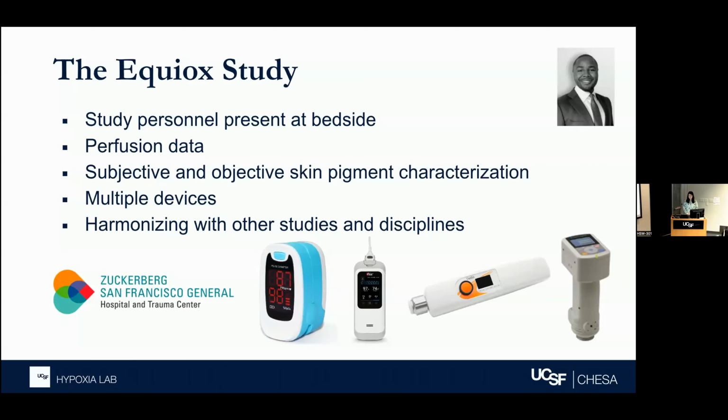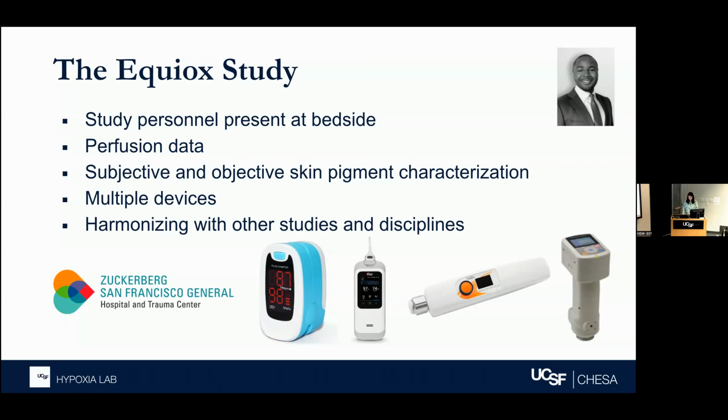We look at the Philips standard of care monitor, as well as 2 affordable pulse oximeter devices, which are commonly used in low and middle income countries, the Contact and the Masimo Rad-G, pictured below. And we are proud to be harmonizing with multiple studies, such as the Stanford pediatric study, which is very similar to our own, and multiple disciplines to try to make sure we are harmonizing and collecting the best data possible.